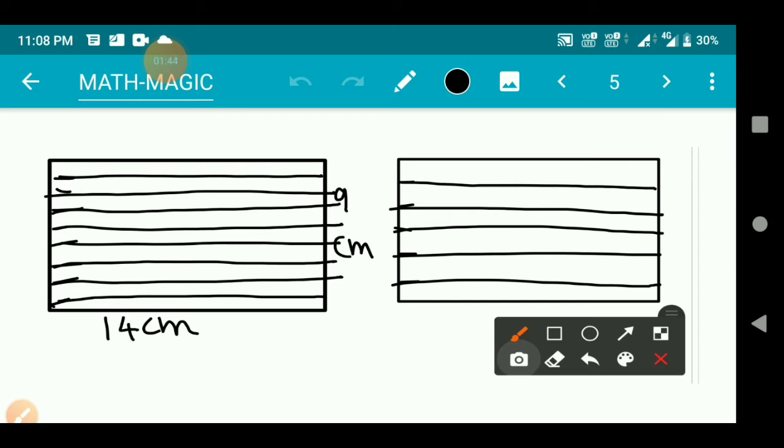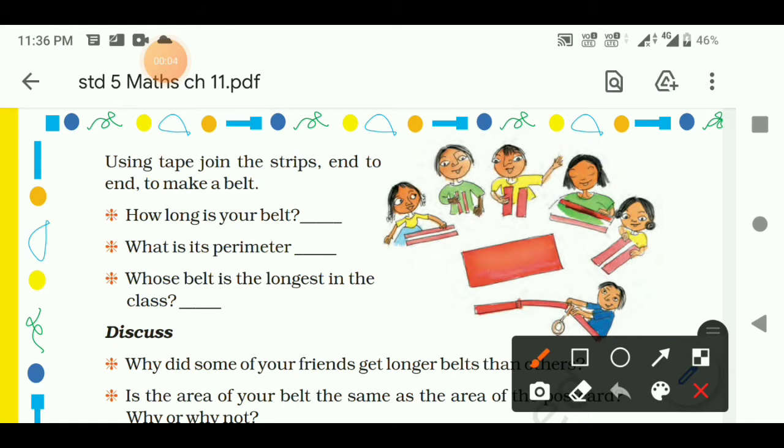And here 9 cm. So how many strips are we getting? See here, 1, 2, 3, 4, 5, 6, 7, 8, 9 strips we will get from 9 cm. And here of 1.5 cm, 1, 2, 3, 4, 5 and 6. So we will get 6 strips of 1.5 cm. And here we will get 9 strips of 1 cm. Now proceeding further, using tape join the strips end to end to make a belt. So we can make a belt by joining the strips end to end.